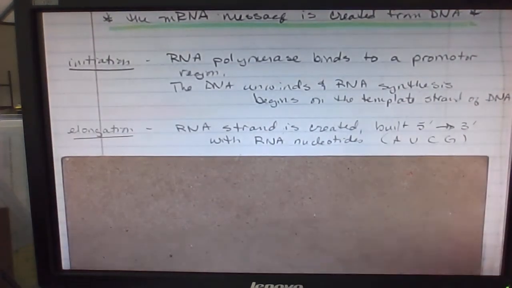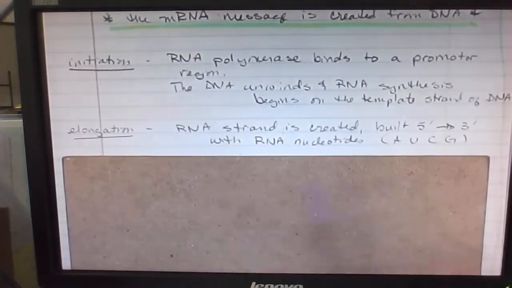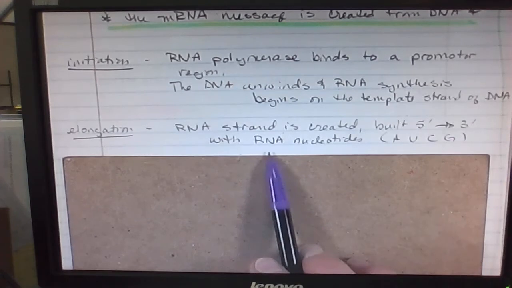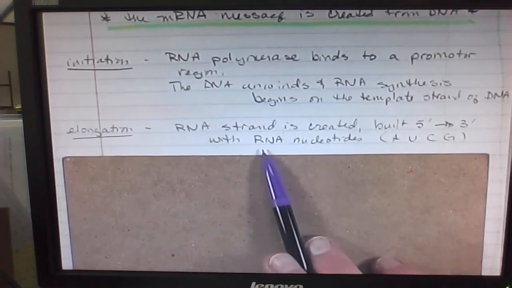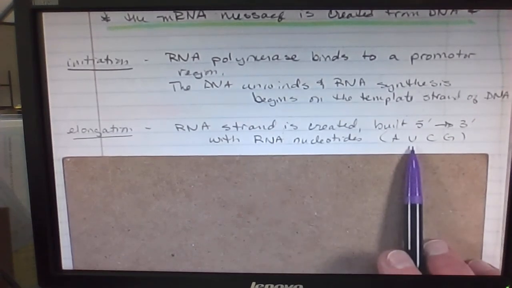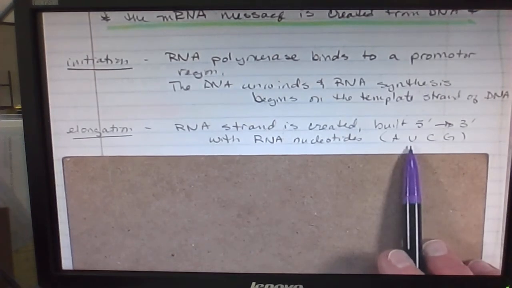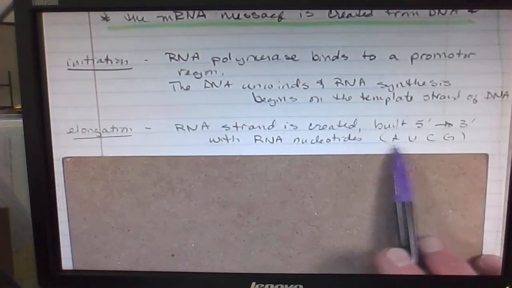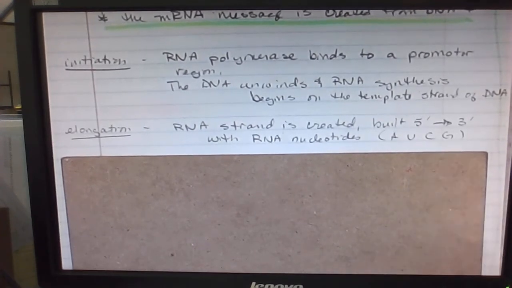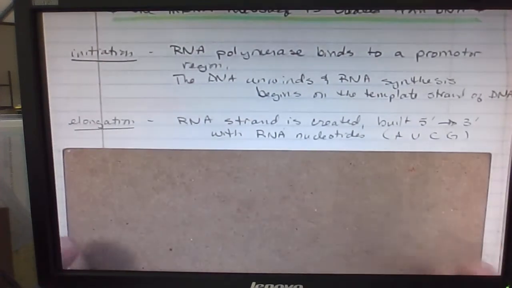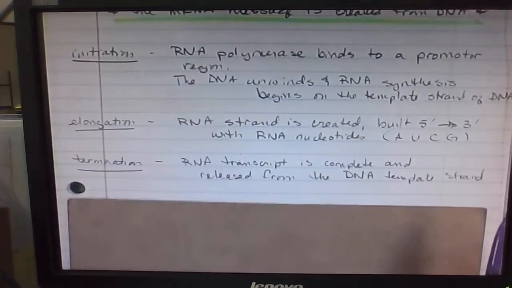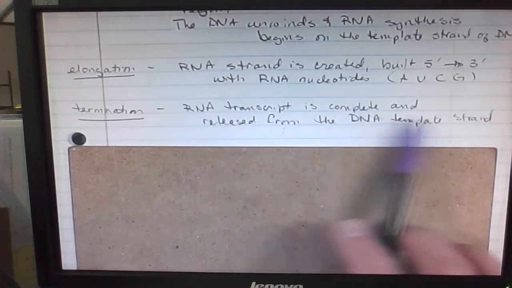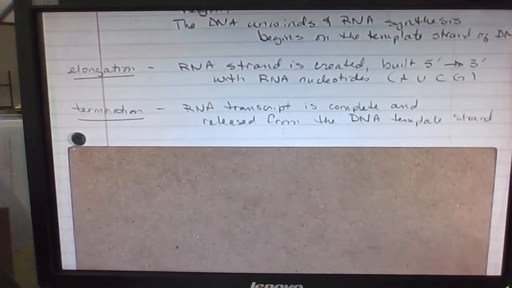Next is elongation. The RNA strand is created and it is built 5' to 3' with RNA nucleotides. Remember, RNA nucleotides don't have thymine. We have uracil instead of thymine. So the RNA nucleotides are A, U, C, G. A pairs with U, C still pairs with G, or bonds. A bonds with U, C still bonds with G. Finally, in termination, the RNA transcript is complete and it's released from the DNA template strand.